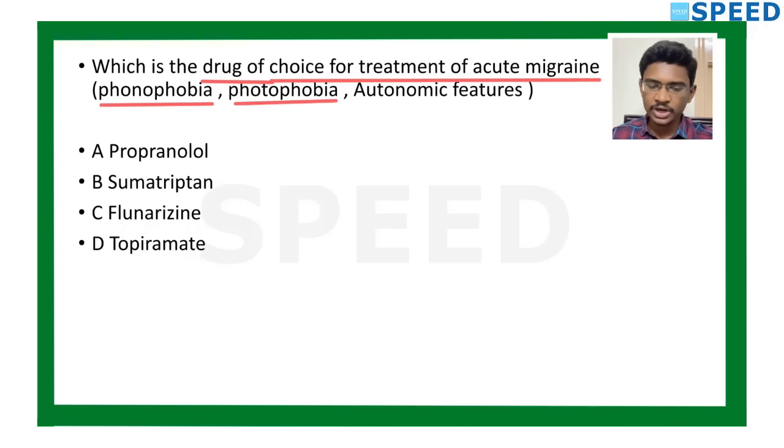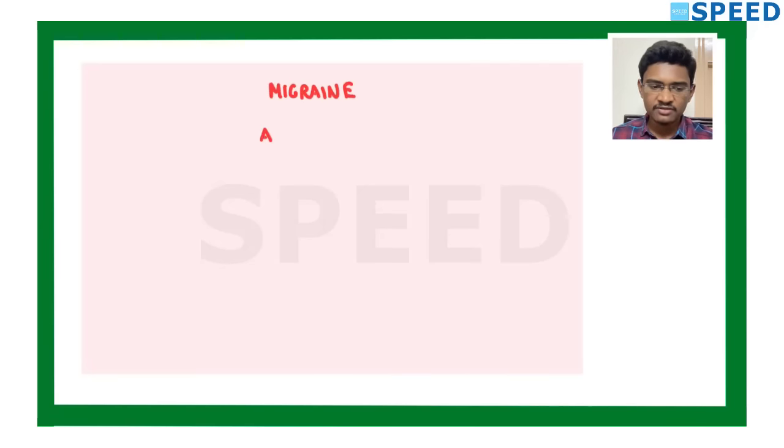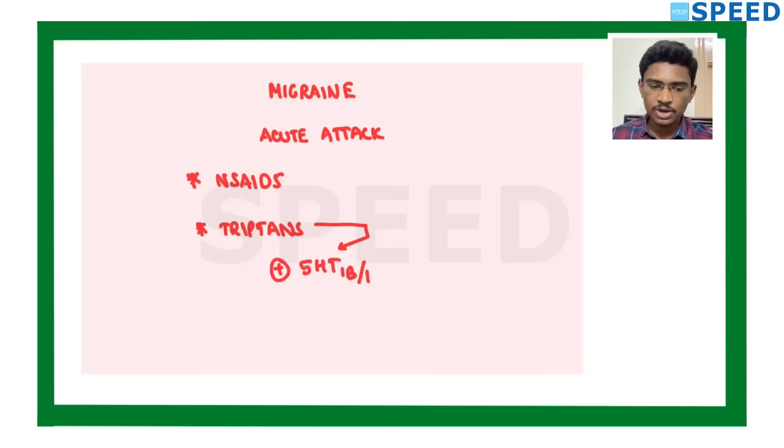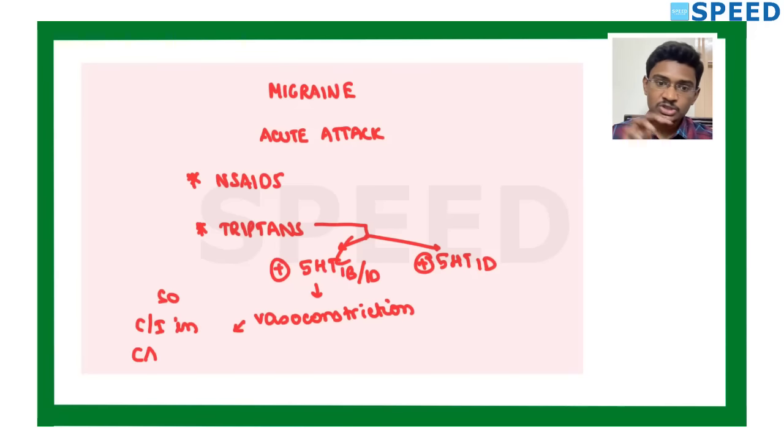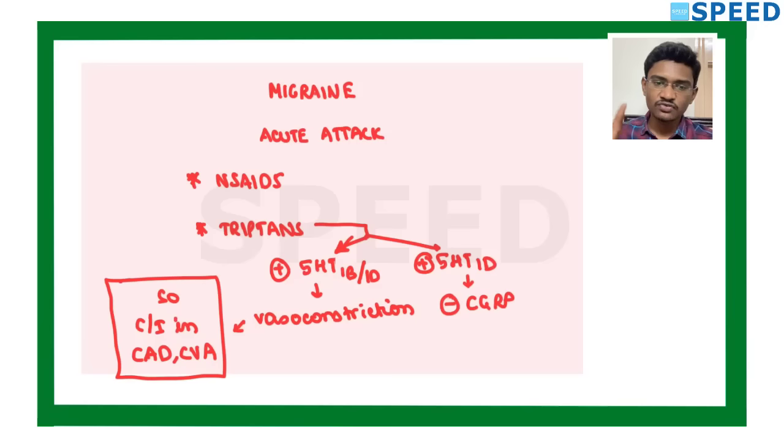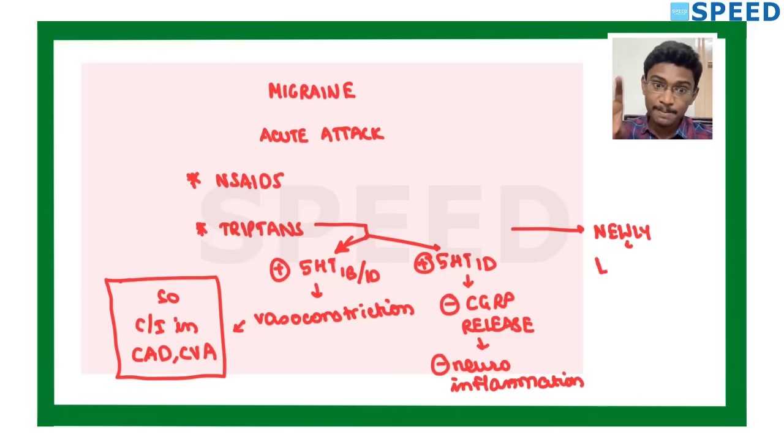See, for acute migraine attacks, first you give NSAIDs, next you give triptans. The triptans' mechanism of action is that they stimulate 5-HT1B/1D, which has vasoconstrictive action. It can cause coronary vasospasms and cerebral vasospasms. So triptans are contraindicated in patients having CAD as well as CVA. Also it stimulates 5-HT1D, which inhibits the release of CGRP, and the neuroinflammation is reduced. So this is the main action.